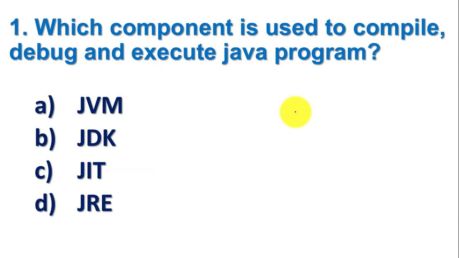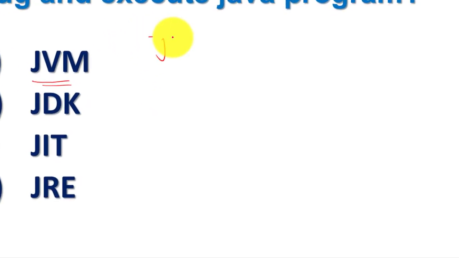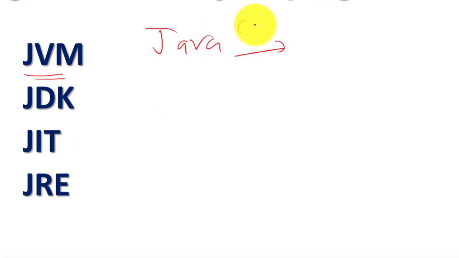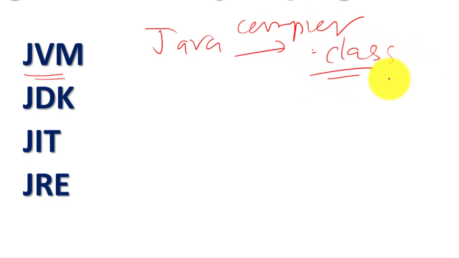First question, which component is used to compile, debug and execute Java program? So we'll clear this question very effectively so that we can also be able to answer 3 or 4 next questions too. So very first thing, JVM. JVM stands for Java Virtual Machine. Friends, we have a Java file, that's a source file, we compile it and then you get a dot class file. Now, this class file is also called bytecode.